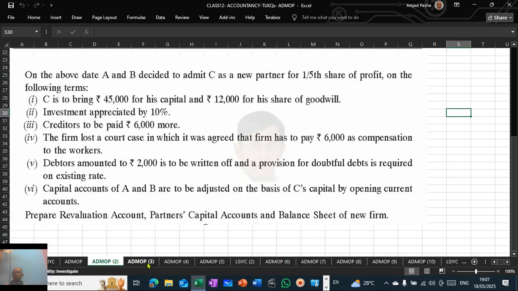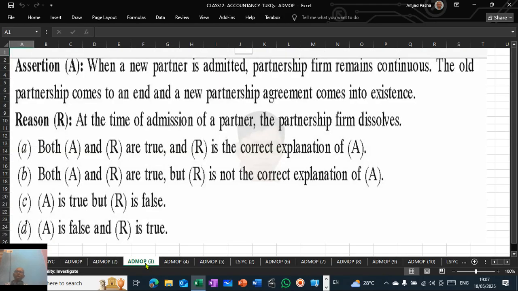Coming to question number 3. Assertion A: When a new partner is admitted, the partnership firm continues. Reason: The old partnership comes to an end and a new partnership agreement comes into existence. At the time of admission of a partner, the partnership firm dissolves. So what is the option? You have to choose option A, B, C, or D. Try to answer yourself and cross check with the answer in the next class.